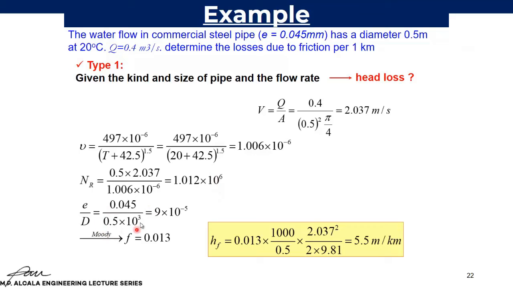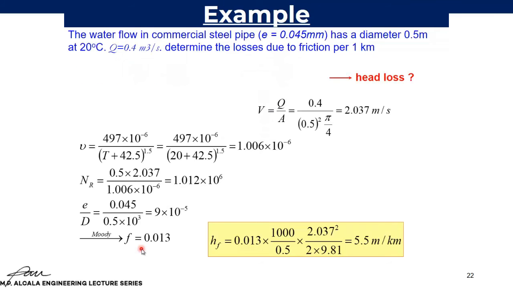And solving for the relative roughness, 0.045 divided by the diameter. Oh, take note of this, class. You have a diameter of 0.5 meters, so it is equivalent to 0.5 times 10 to the 3 millimeters. Why? Because we are concerned with millimeters in order for the units to cancel out. So take note that the relative roughness is dimensionless, no units. Okay? So let's look for the Moody diagram again.